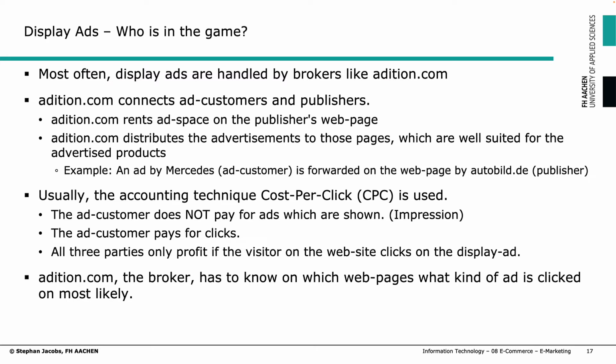So the ad customer, in this case Mercedes, does not pay for ads which are only shown, this would be an impression. They only have to pay for somebody who clicks on an ad. So all three parties, Mercedes, the ad customer, the visitor of the website, and the one who offers the web page, they all profit only if somebody clicks. And that means Edition.com, the broker, has to know on which web pages what kind of ad is clicked on most likely. That's why they create these kind of profiles.